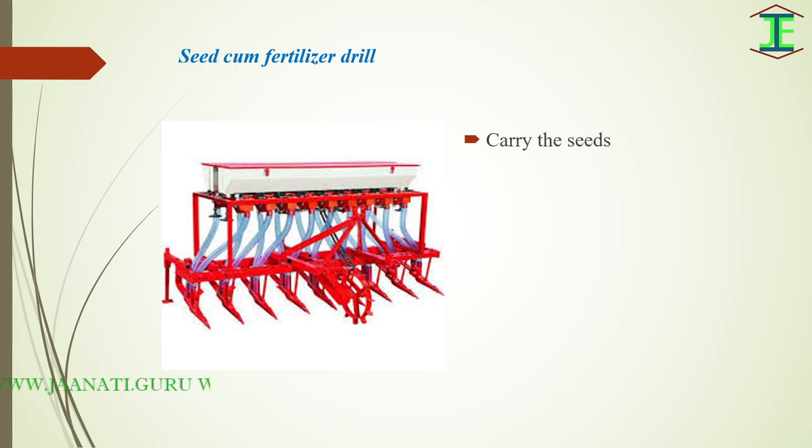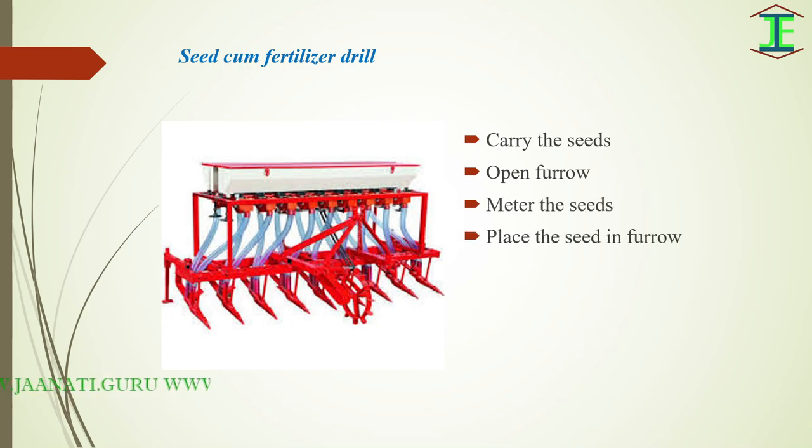This is the seed cum fertilizer drill. Seed drills or seed cum fertilizer drills are used for sowing the seeds. In seed cum fertilizer drill, seeds and also fertilizer can be applied to the field simultaneously. The functions of a seed drill are to carry the seeds, to open the furrow slice, to meter the seeds, place the seed in the furrow and close the furrow.